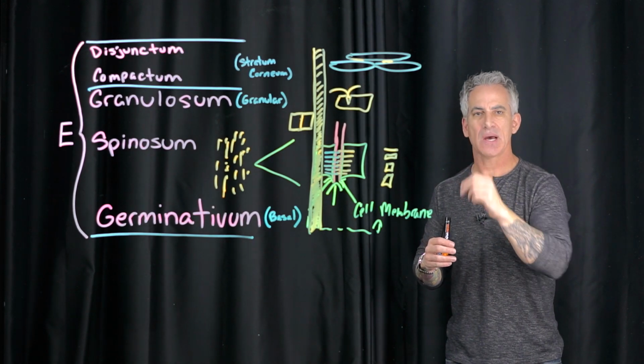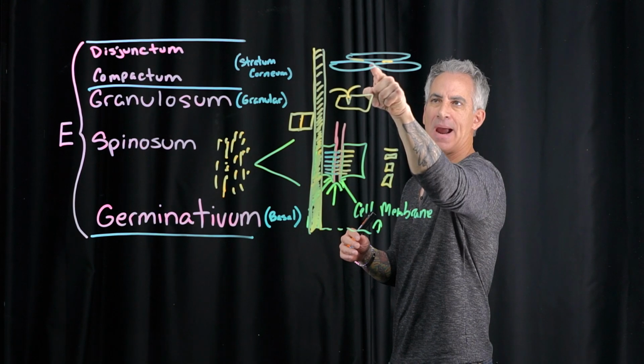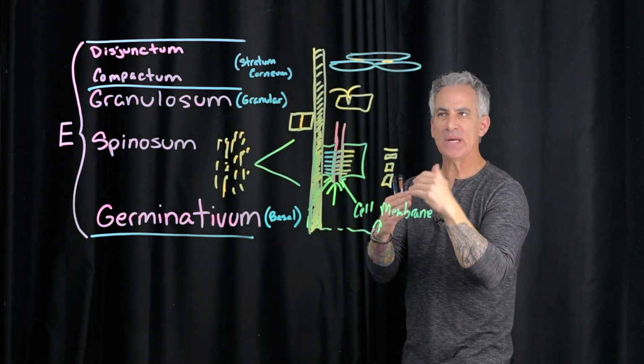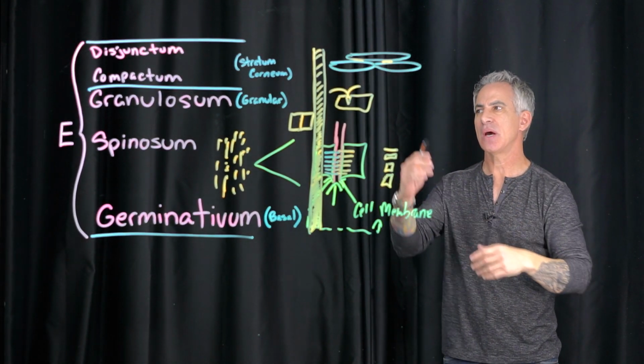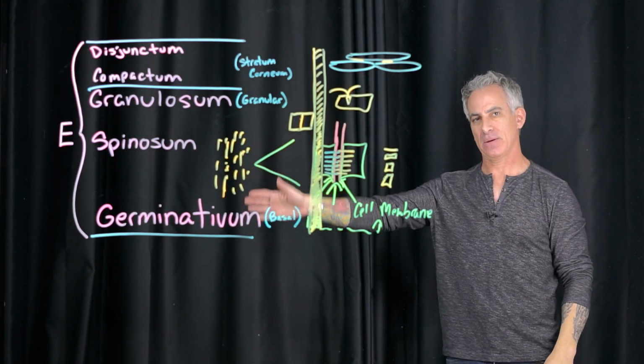I'm not going to discuss gap junctions. Gap junctions are what's happening in between the intercellular space of the stratum corneum. I'll discuss that later.